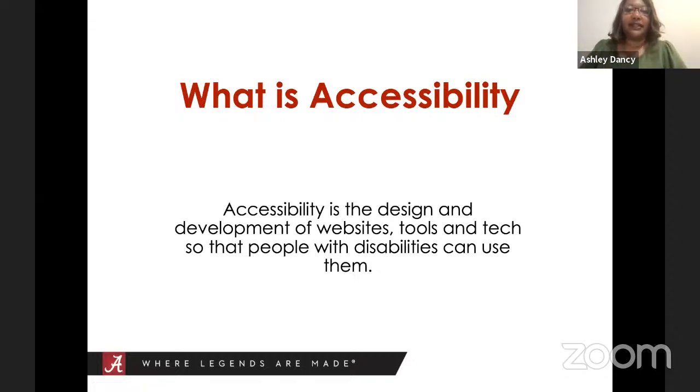So what is accessibility? Accessibility is the design and development of websites, web tools, and technology so that people with disabilities can use them. What we're talking about in that instance is the websites that are made, tools such as video and multimedia, and technology such as screen readers, ZoomText, and other devices that make it easier for someone with disabilities to navigate the web.